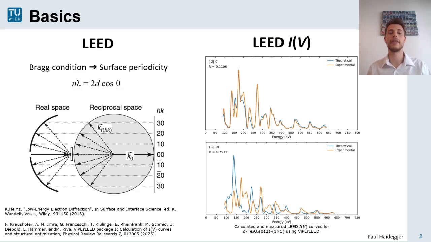In LEED IV, the intensity of the diffracted electrons is measured over the incident electron energy. With this measurement, we get these experimental curves, and the theoretical curves, the blue ones, can be calculated with a set of input parameters. The R factor, which you can see in the left upper corner, is one scalar value, which tells how close the theoretical curve is to the experimental one. The smaller the R factor, the more similar these two spectra are.